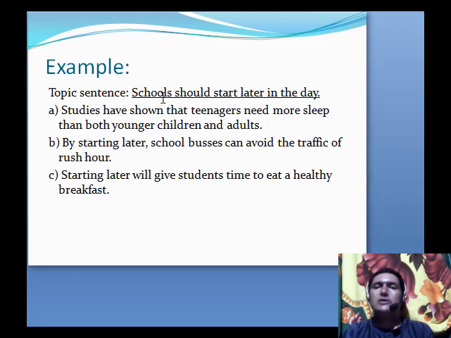Now, I am going to present you an example. The topic sentence is, schools should start later in the day. And the supporting sentences are: studies have shown that teenagers need more sleep than both younger children and adults. By starting later, school buses can avoid the traffic of rush hour, and starting later will give students time to eat a healthy breakfast.